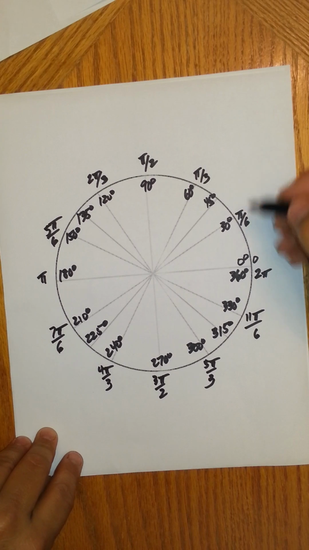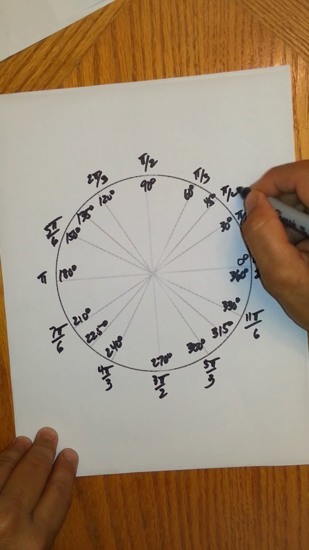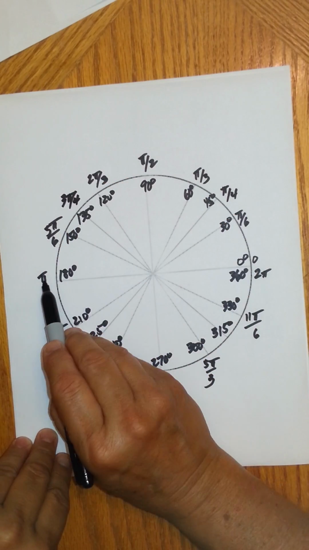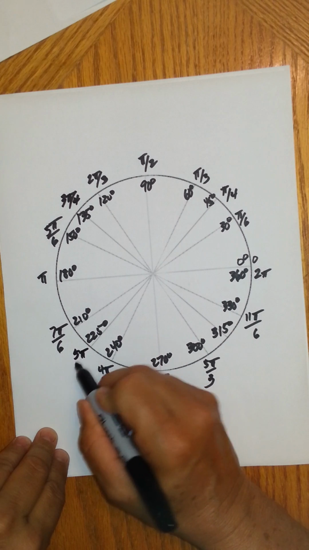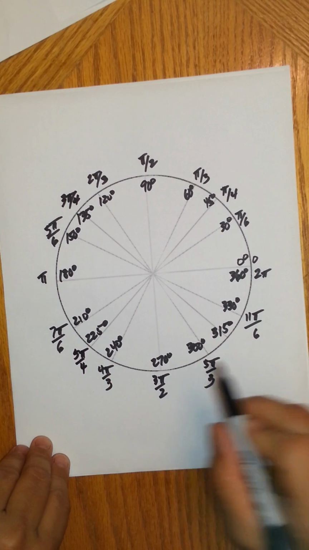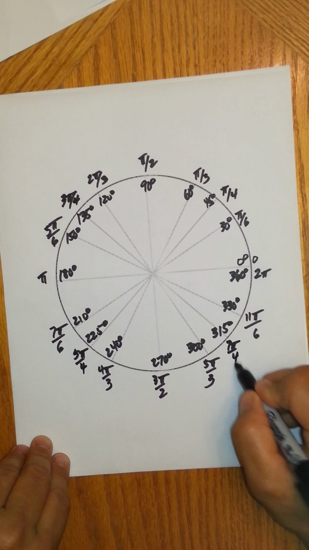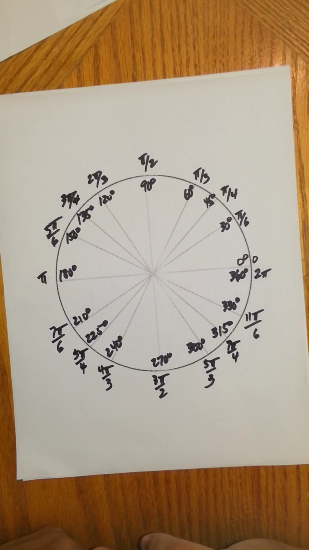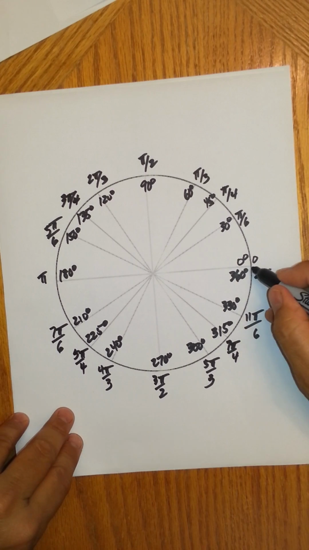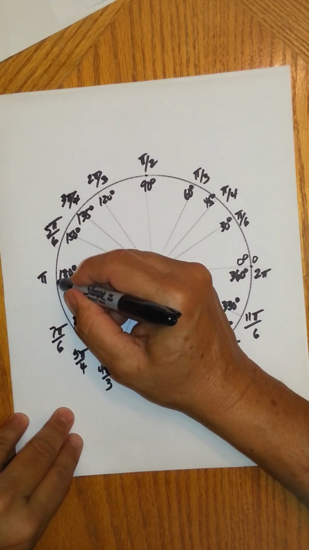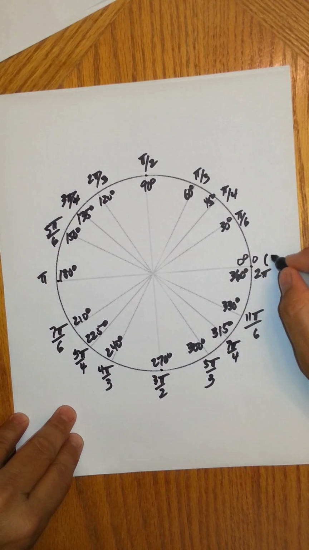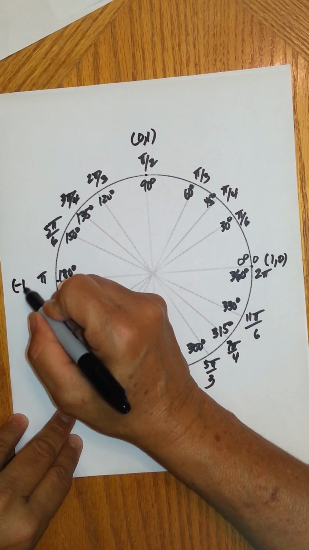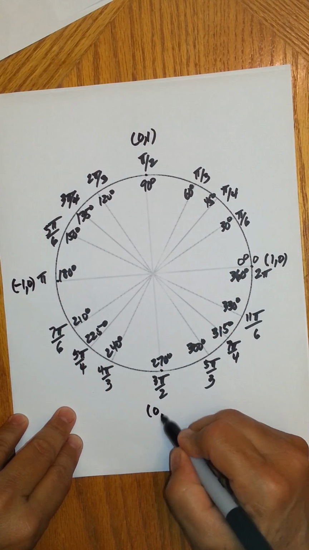And now let's look at the 45s. So you have 0, pi over 4, 2 pi over 4, 3 pi over 4, 4 pi over 4, 5 pi over 4, 6 pi over 4, 7 pi over 4, 8 pi over 4. So we now have all of those labeled. Now we want to go ahead and do the coordinates. So let's do these endpoints here. So we go 1, 0, 0, 1, negative 1, 0, and 0, negative 1.